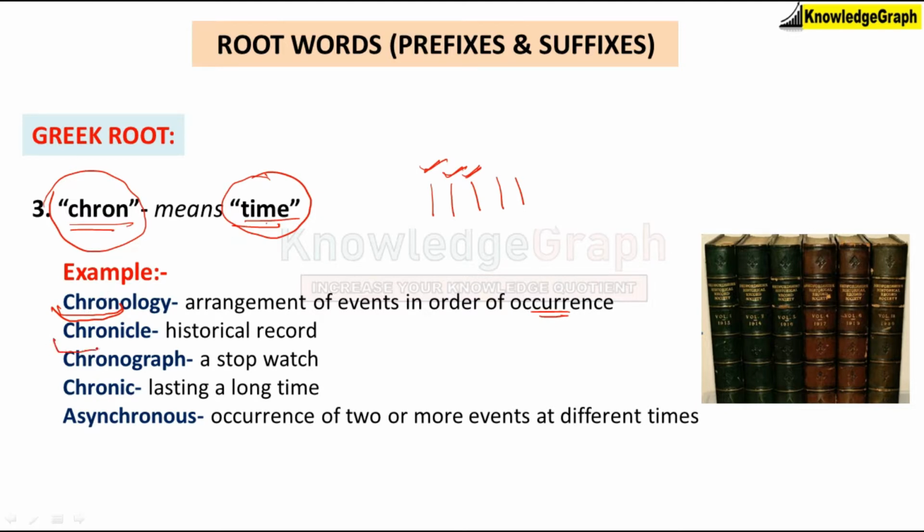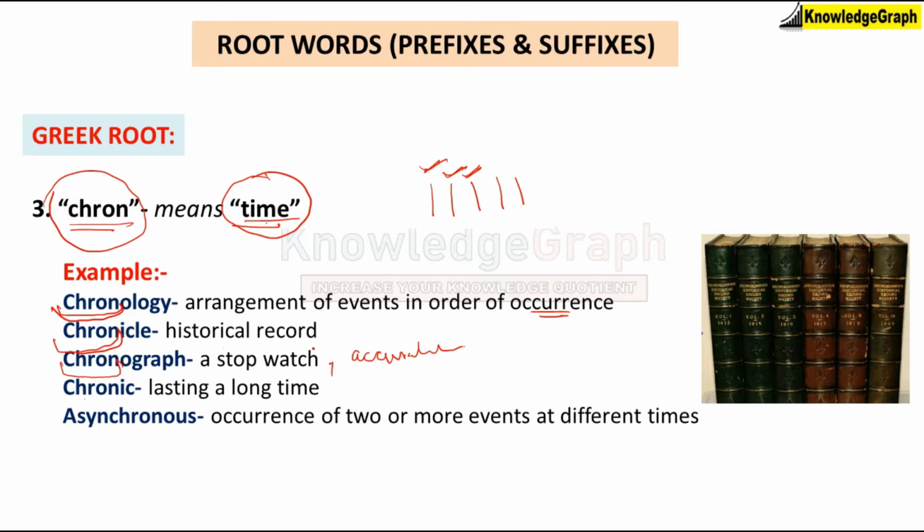Then you have chronicle. Chron is the root word again. It means historical records, something that has happened in history, in a written form. When the records are available in written form, it's called chronicle. Then you have chronograph. Again you have the root word chron. It has to be related to something with time. So it is basically a stopwatch which gives you time accurately, like how many minutes, hours, seconds, like that.